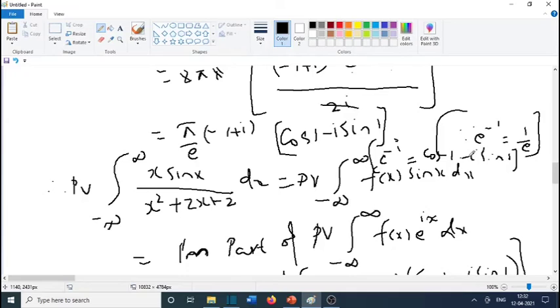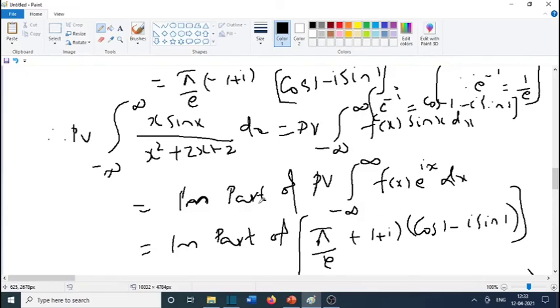Therefore, the principal value of the integral from minus infinity to infinity of x sin x by x square plus 2x plus 2 dx is equal to the principal value of the integral of f of x sin x dx, which is the imaginary part, since it is sin here, of the principal value of the integral from minus infinity to infinity of f of x e raised to ix dx, which is equal to the imaginary part of the answer we just got, pi by e into minus 1 plus i. This is not plus, this is minus. This is minus 1 plus i into cos 1 minus i sin 1.